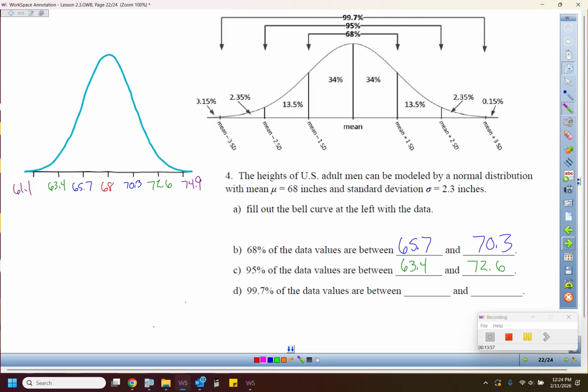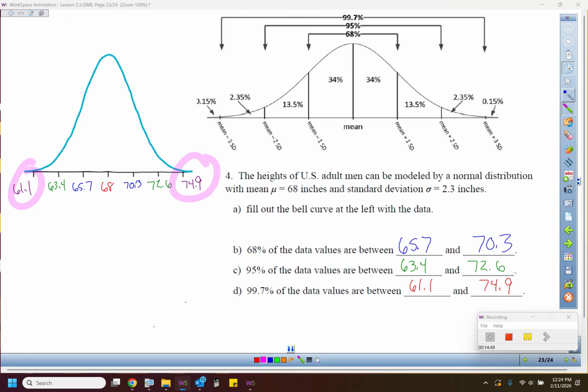Okay. And then 99.7% of the data, that's always going to be within 3 standard deviations of the mean. Almost 100% of your data will be within that, if the data is normal. Going back to our stopwatch thing, I would say almost all of us, our stopwatch times were within 3 standard deviations of 5.02. They were almost all in there, with a couple of outliers here and there. So that would be between the 61.1 and the 74.9.